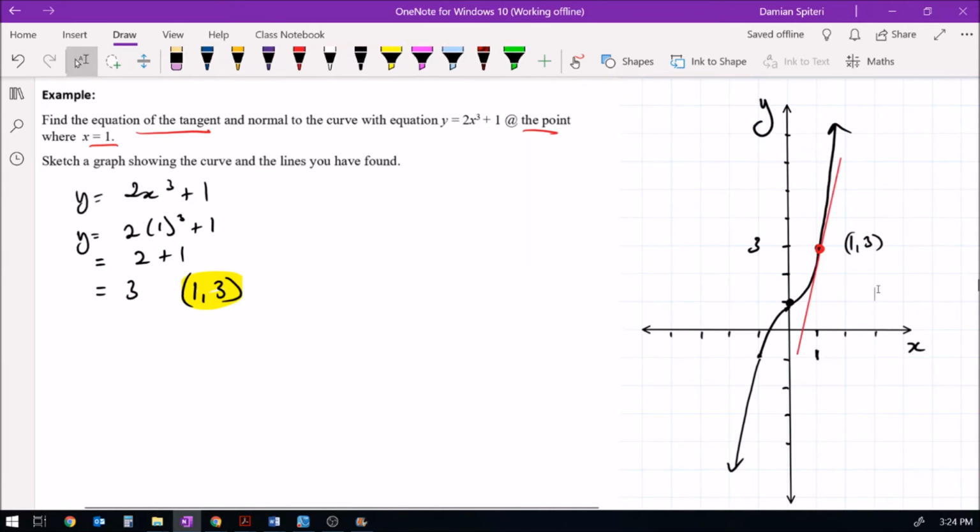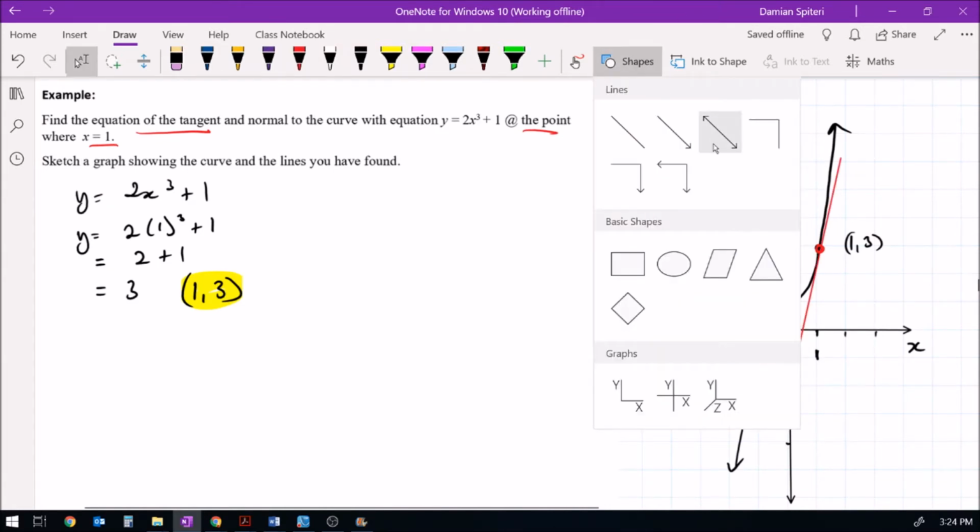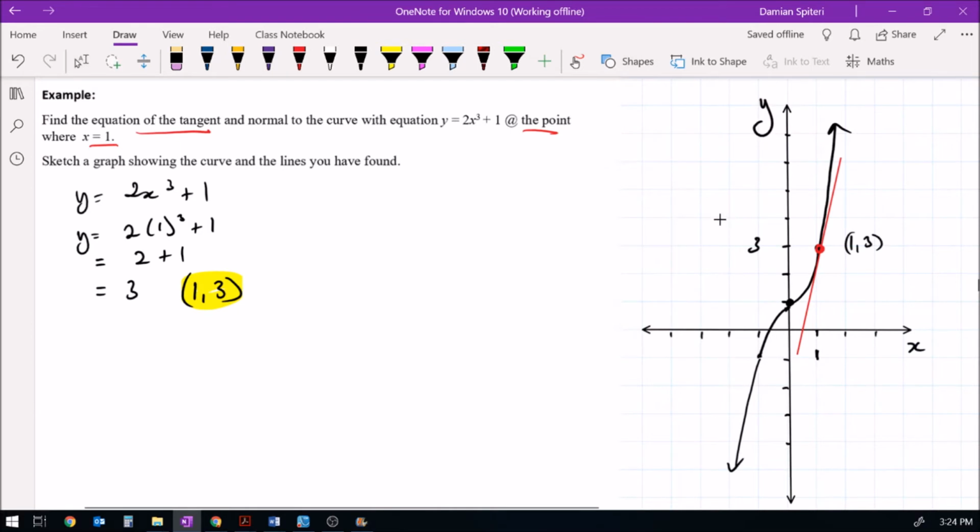When it says to find the equation of the normal, it's asking us to find something that looks like this, the purple line. So we need to find the equation of the red line, the tangent line, and the normal line, the purple line. Alright, so in order to do that, we must know what the gradient of the tangent is at this point.